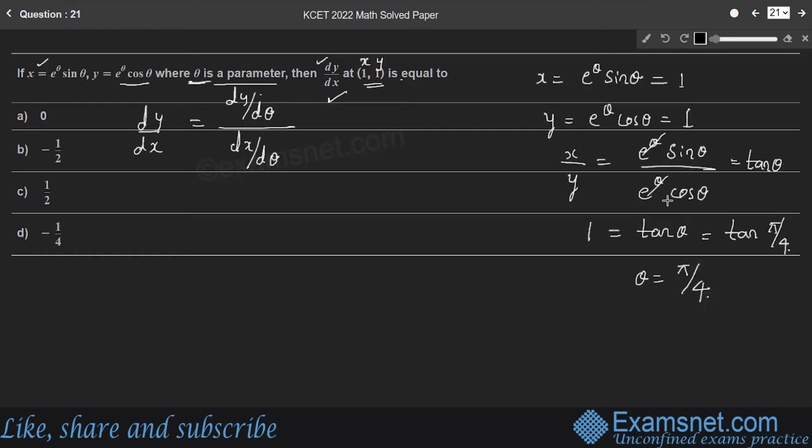Let us find dy by d theta and dx by d theta separately. So dy by d theta becomes, here y is e raised to theta into cos theta. So e raised to theta, we'll consider e raised to theta as constant, into d by d theta of cos theta, which is minus sin theta, plus cos theta into d by d theta of e raised to theta, which is e raised to theta itself.